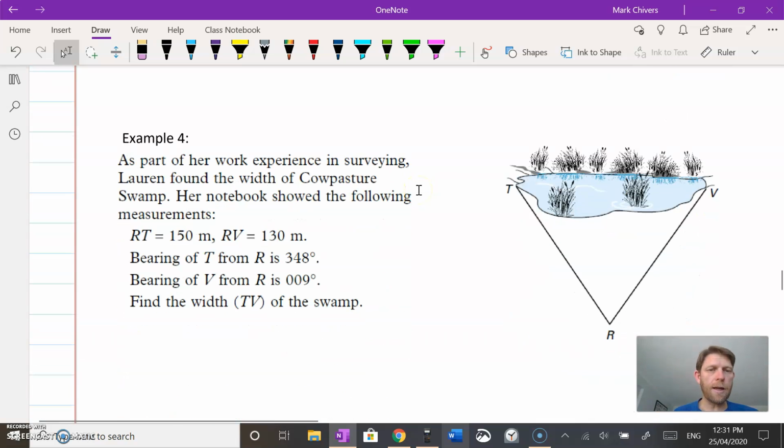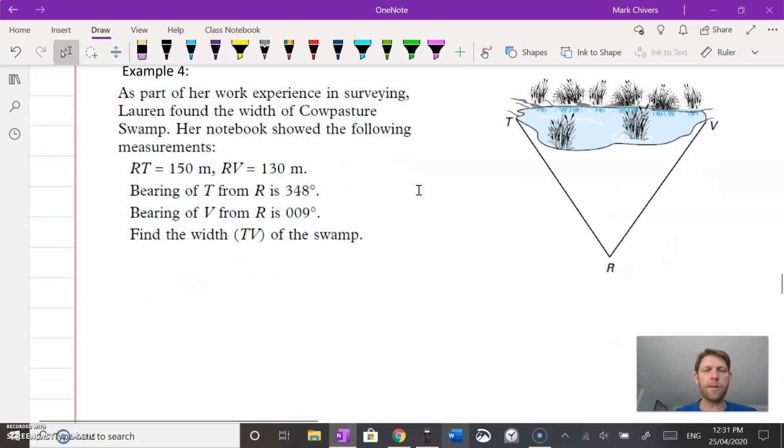After that, example 4 and example 5 use a little bit of bearing, so I thought that was quite important to understand. Now, let's just go through this drawing and see what we've got. Lauren has been surveying the width of a cow pasture swamp, and these are the measurements she noted. She said RT was 150 metres, so that's this side there, and RV is 130 metres. And there's a bearing of T from R and a V from R, so from R.